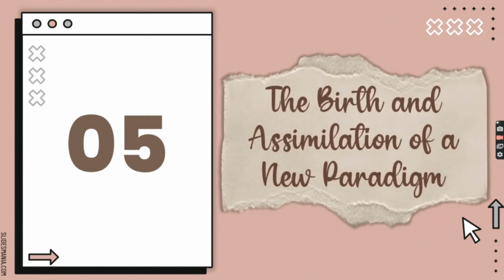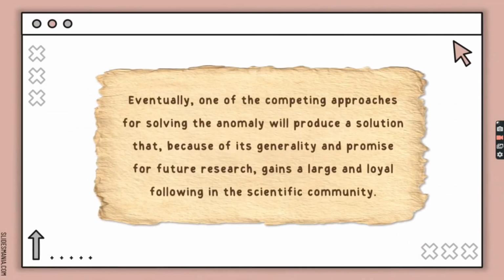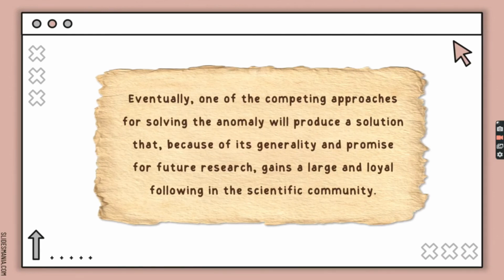The birth and assimilation of a new paradigm. Eventually, one of the competing approaches for solving the anomaly will produce a solution that, because of its generality and promise for future research, gains a large and loyal following in the scientific community. This solution comes to be regarded by its proponents as a concrete, definitive scientific achievement that defines by examples how research in that discipline should subsequently be conducted. In short, this solution plays the role of an exemplar for the group. Thus, a new paradigm is born.